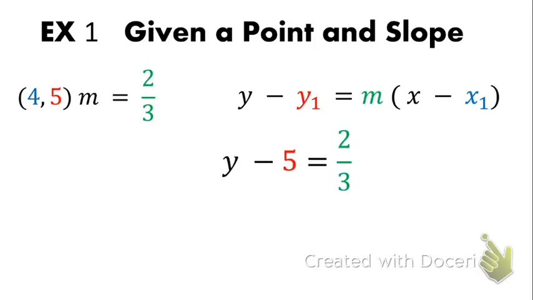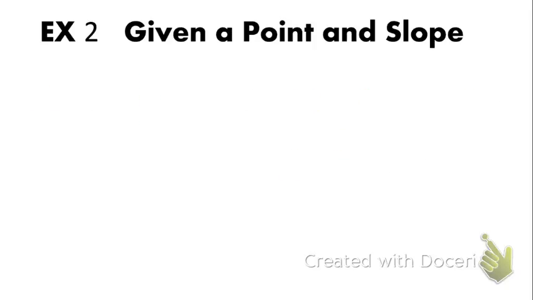So your slope is 2/3. Next is parentheses x minus. Again, it is in black, so nothing changes. We're not doing anything to it. Then our x value, which is 4. And bada bing, bada boom, you are done. This is writing in point-slope form. Let's look at example 2.